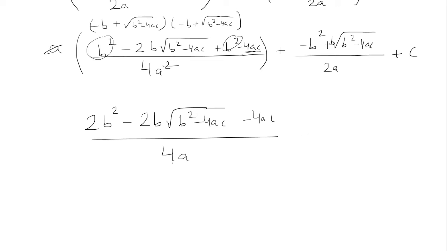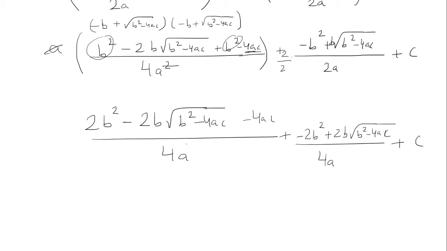And now because this fraction is over 4a, I want to get the same denominator for this fraction. So I'm going to multiply top and bottom by 2. So now the denominator is going to be 4a. And then I'm just going to double everything in the numerator. And then finally, we're going to add c at the end.